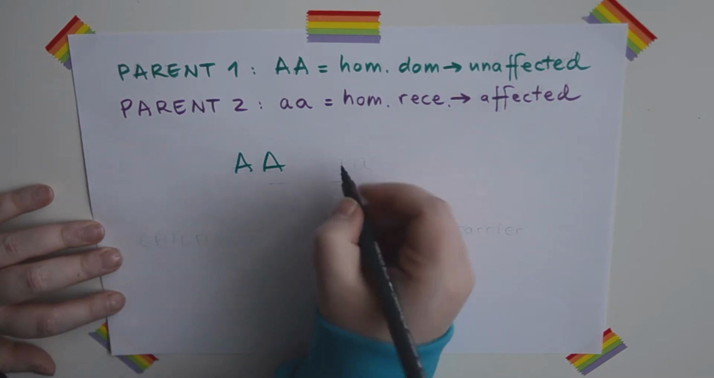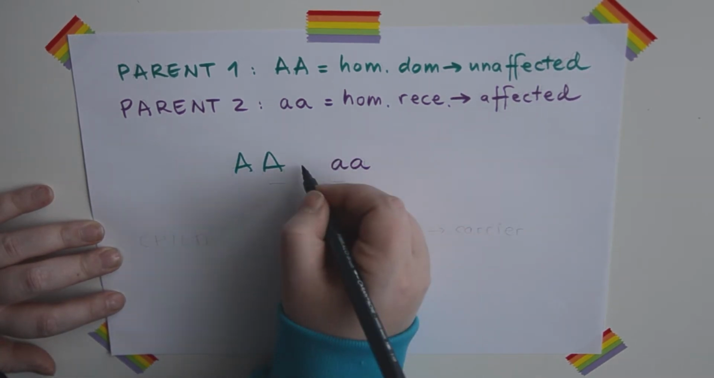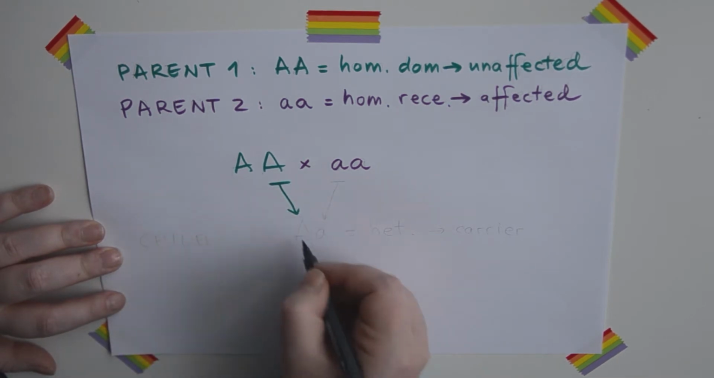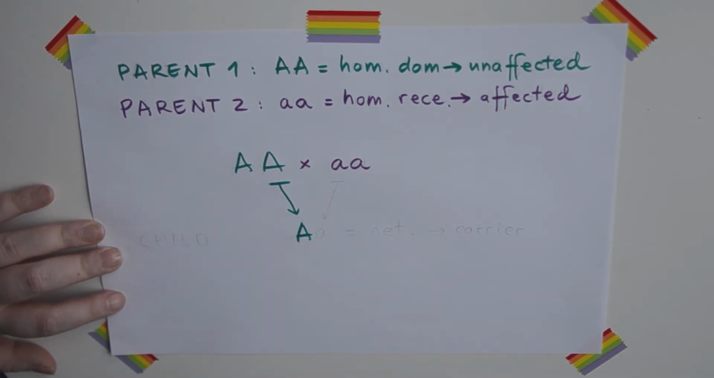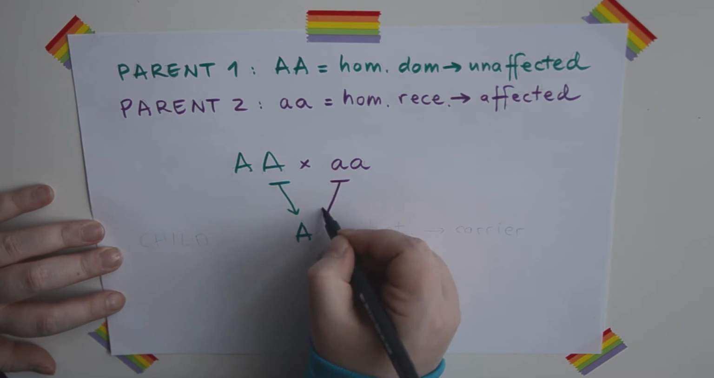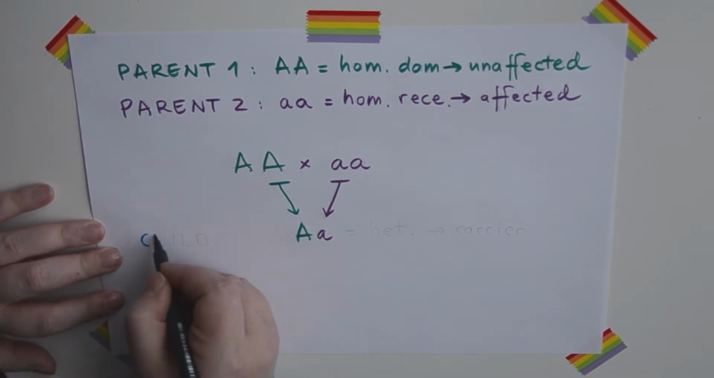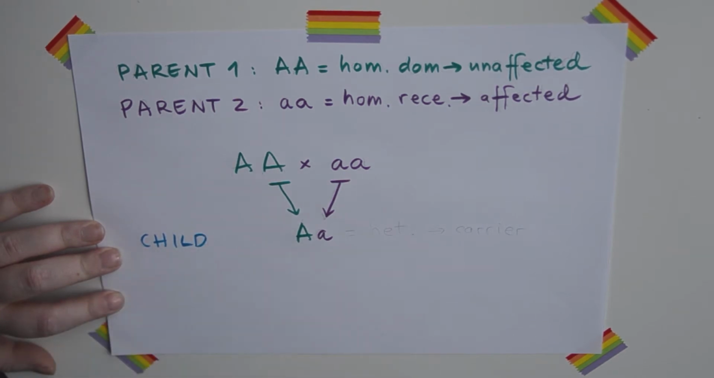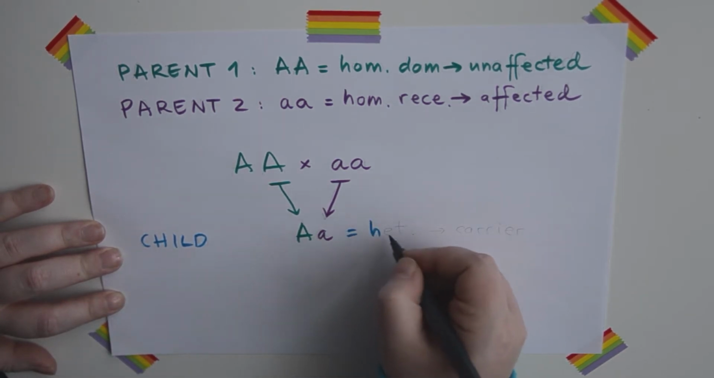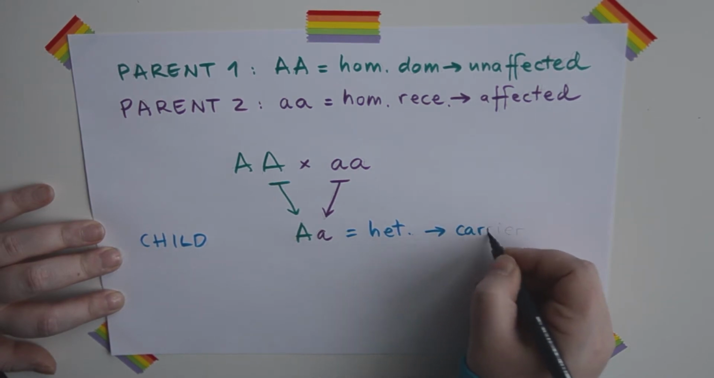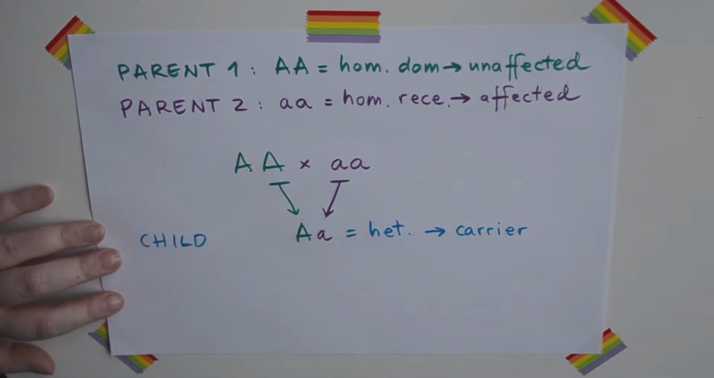one small a from the second parent. The child's genotype, big A, small a, is heterozygous. The child's phenotype is carrier. The child doesn't develop the disease because they have one benign, good big A to compensate for the pathogenic, bad small a. But they do have one copy of small a, which they can pass on to their children if they have them.